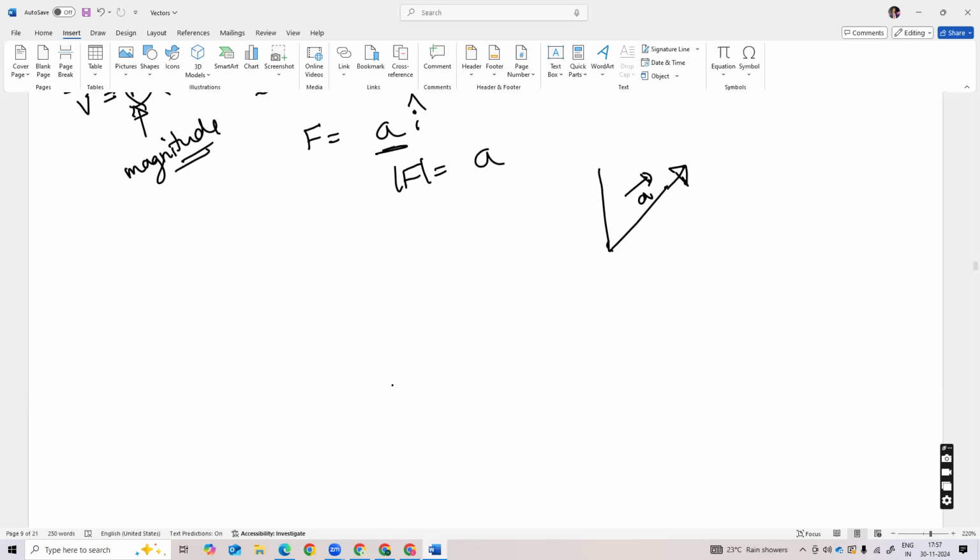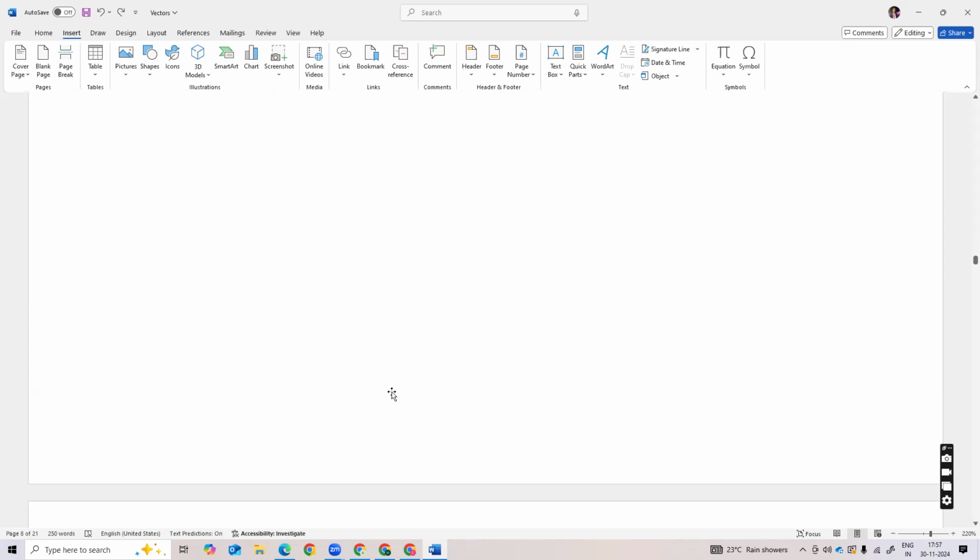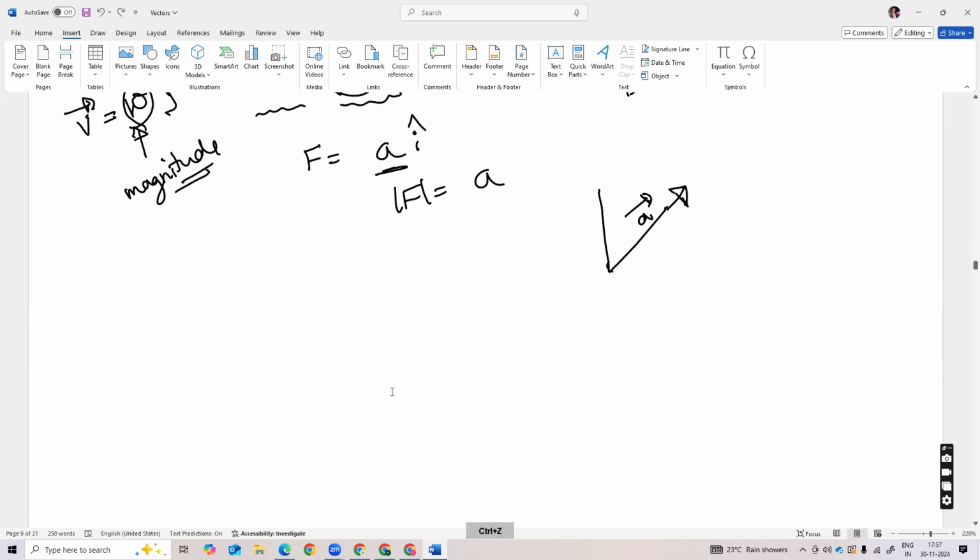So in the definition of a vector, in the representation, what we have learned is, if this is the vector, this arrow is basically showing us the direction, and the length of the vector is the magnitude of the vector.